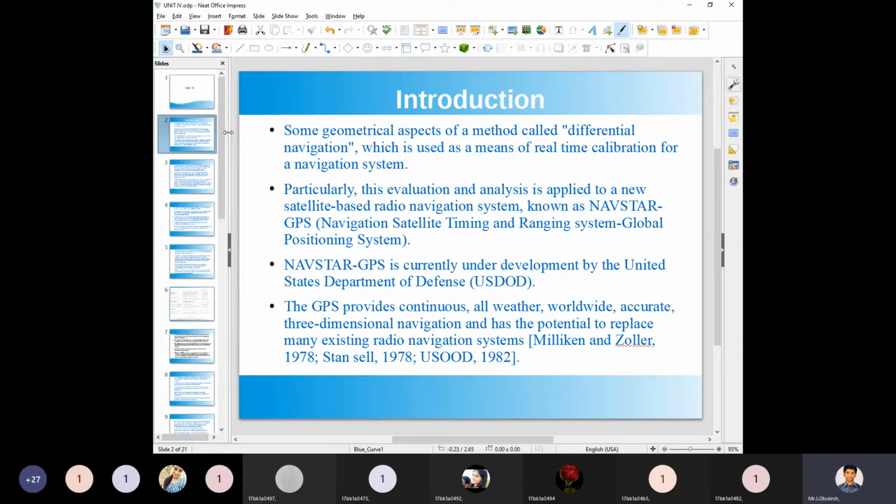So in the year 1978, Milliken and Jola and Stansell, and in 1988, the United States Department of Defense introduced this.